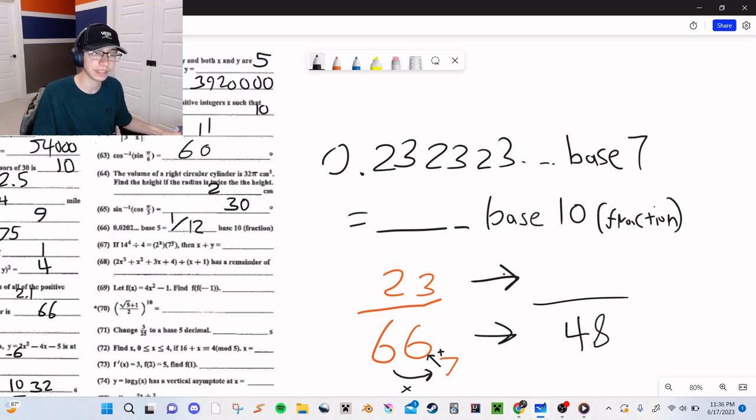Let's do the same thing with the numerator. 23 base 7, so here 2 times 7 plus 3. 2 times 7 is 14 plus 3 is 17. So 17 over 48 is my answer.